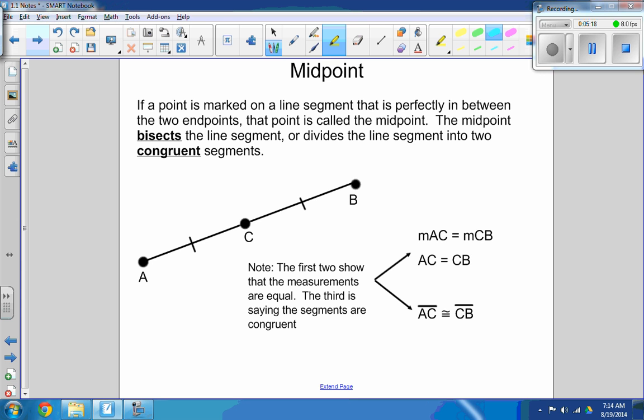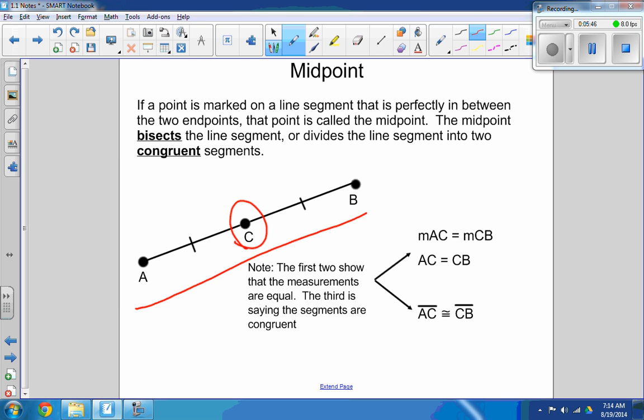Midpoint. If a point is marked on a line segment that is perfectly in between the two endpoints, that point is called the midpoint. The midpoint bisects the line segment, or it divides the line segment into two congruent segments. So here we've got this line segment AB. The midpoint is C.